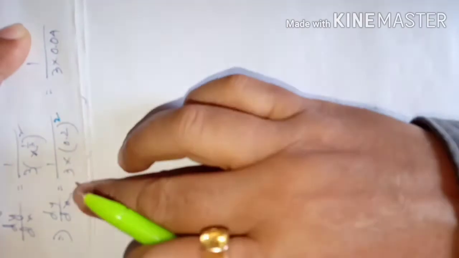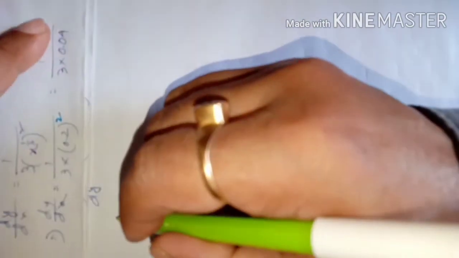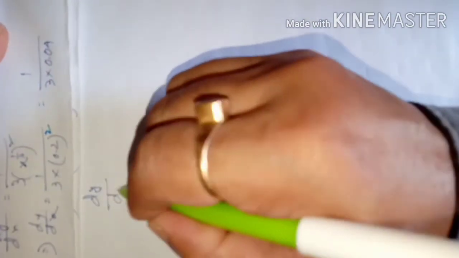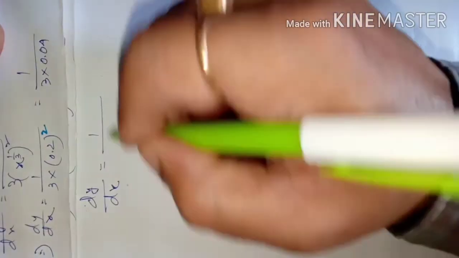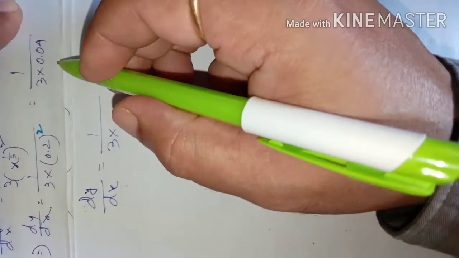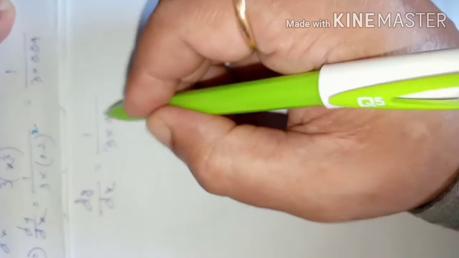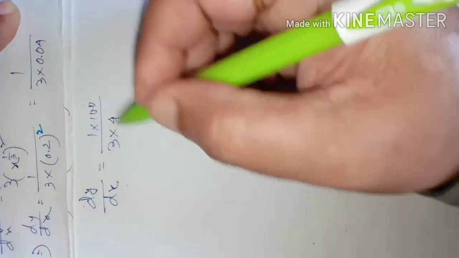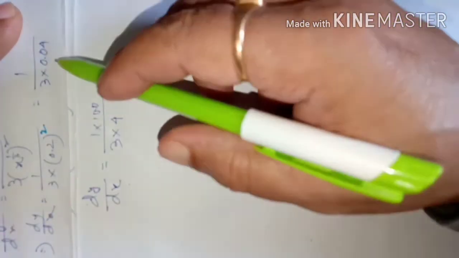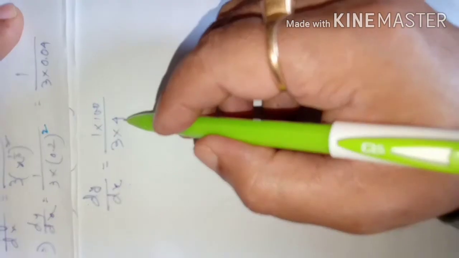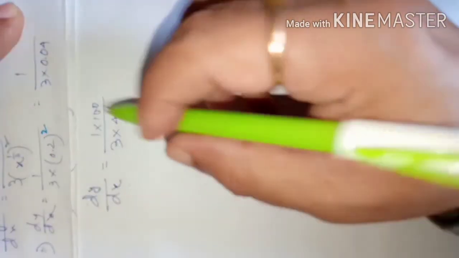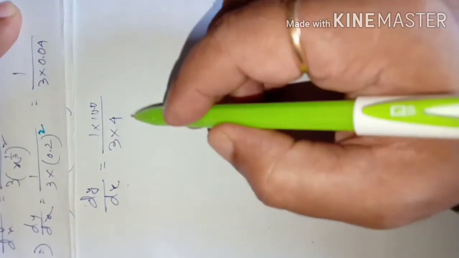So here dy by dx is equal to 1 by 3 into 0.04. That 0.04 can be written as 4 over 100, because 4 by 100 is 0.04. If we remove the point, it will be 4 by 100, so the 100 goes down.